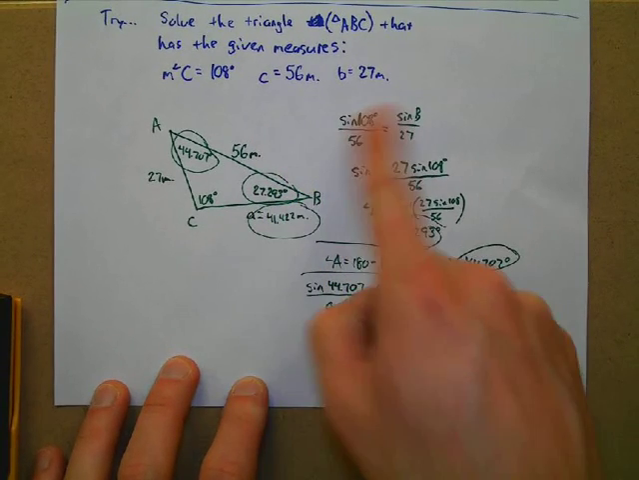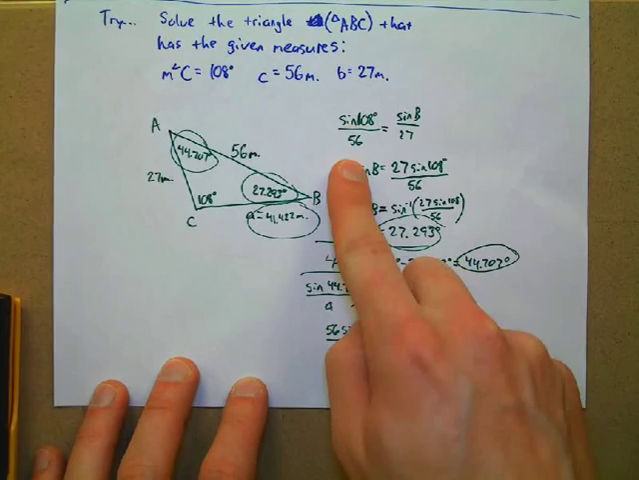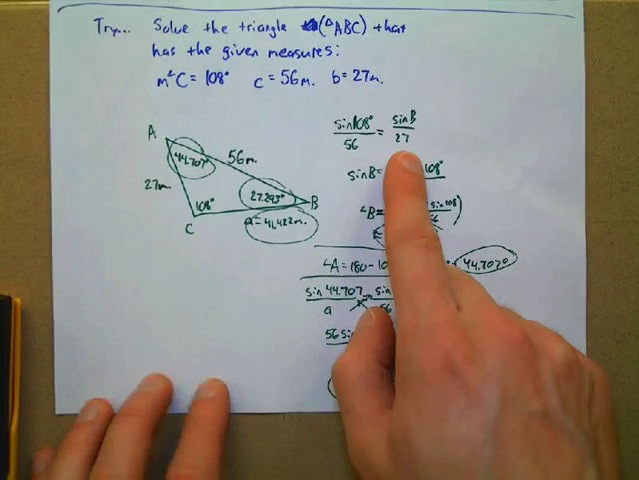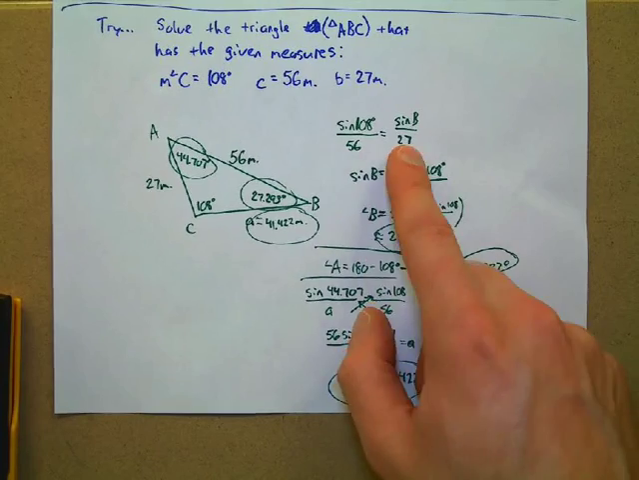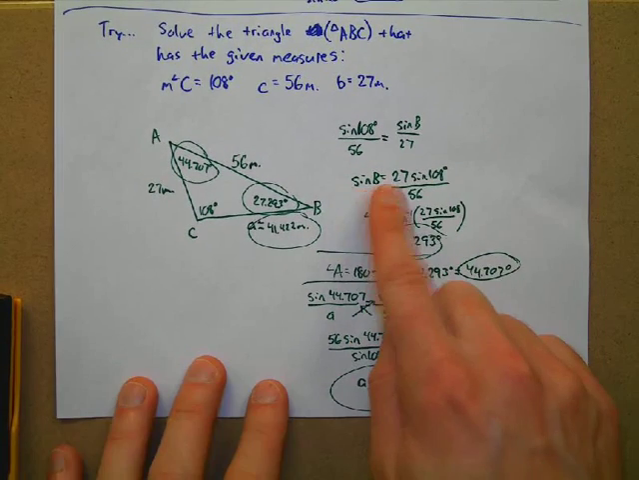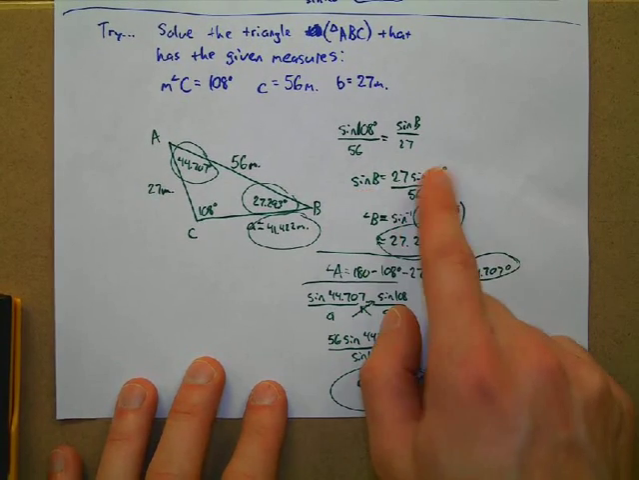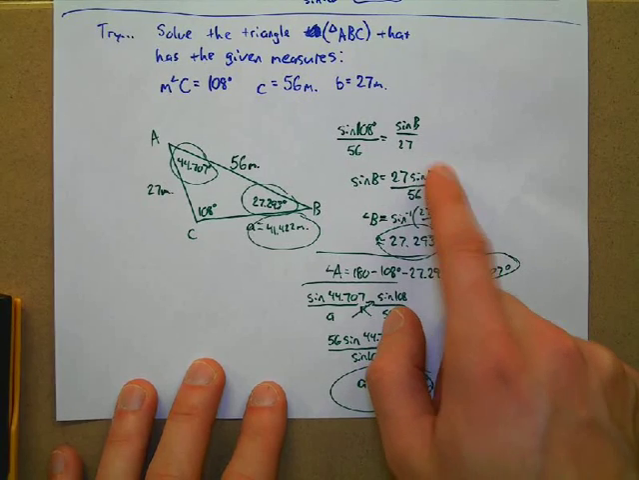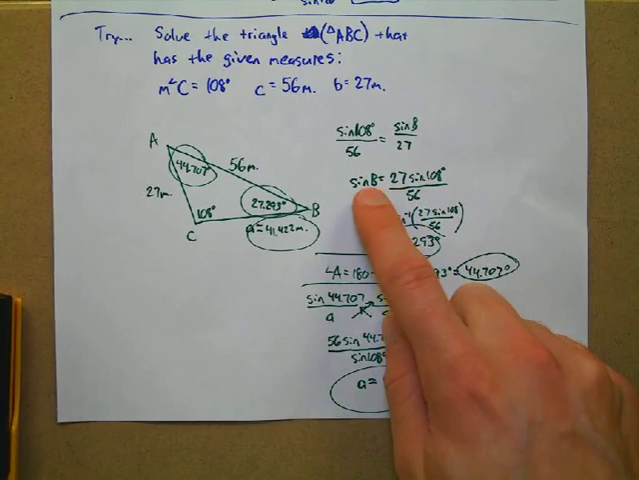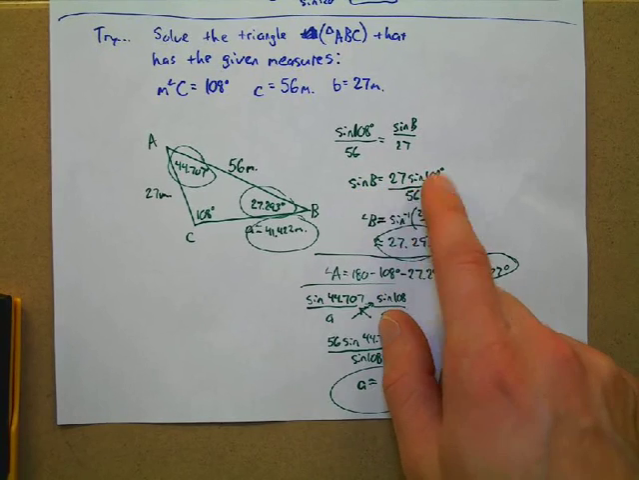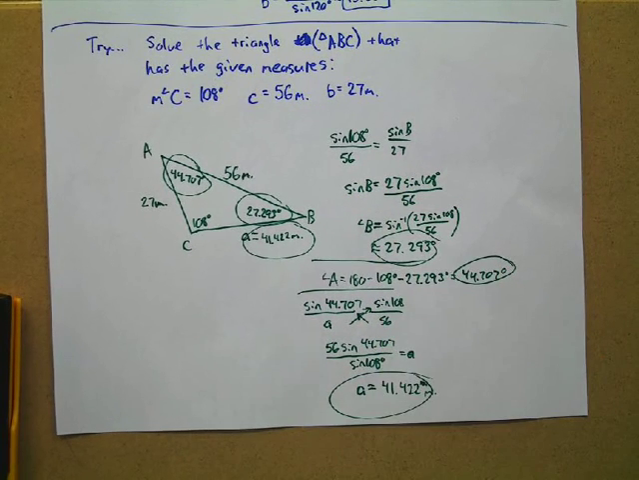We don't want to know what sine of B is, though. We want to know what angle B is. So that's where we do arcsine or sine inverse of both sides. You can use your calculator to do that, obviously. So it's really going to be sine inverse of 27 times sine of 108 all over 56. And you get about 27.293 degrees there. So you had to use inverse trig to find that initial first angle. Okay, so questions on any of that?